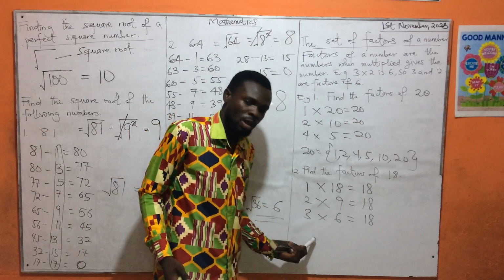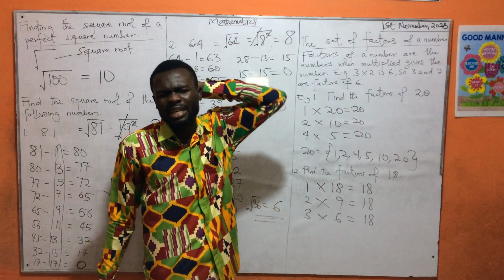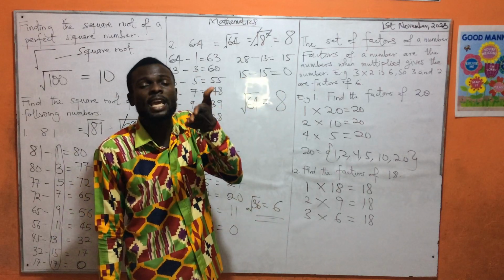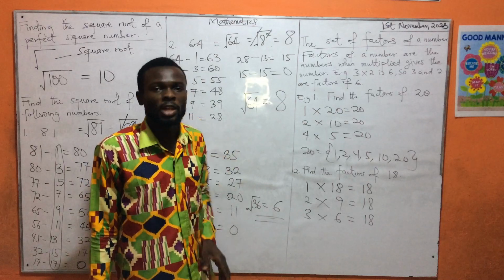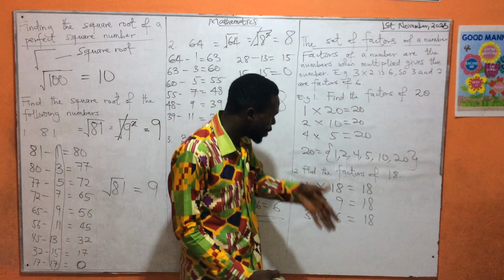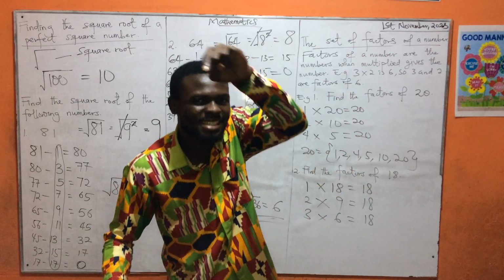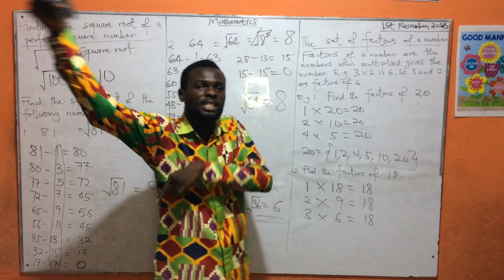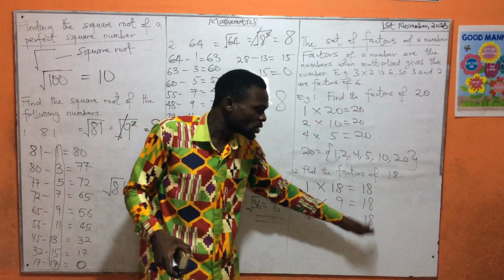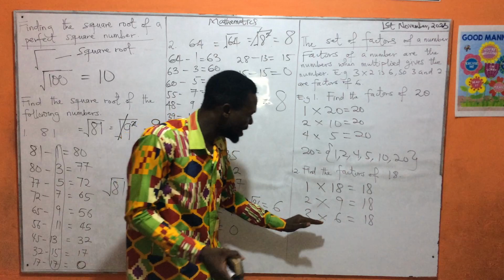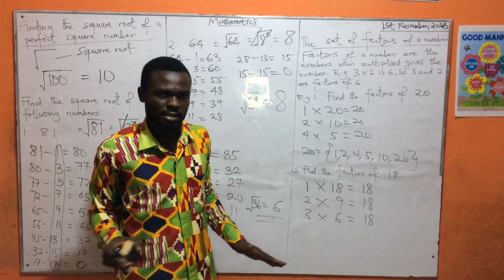Then we go to 4. Now recite your 4 times table and ask yourself, is there any number times 4 that can give me 18? If yes, 4 is a factor of 18. If no, 4 is not a factor. So let's go. 4 times 1 is 4. 4 times 2 is 8. 4 times 3 is 12. 4 times 4 is 16. 4 times 5 is 20. So between 16 and 20, we have 18, which happens not to be a factor. So it means 4 is not a factor of 18.